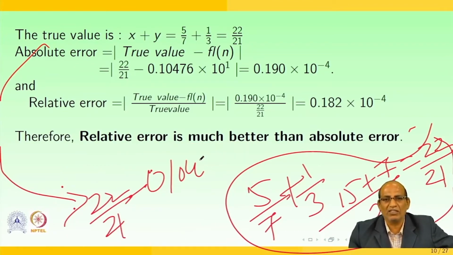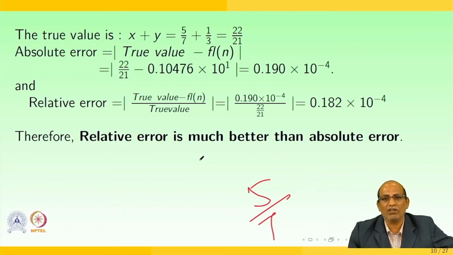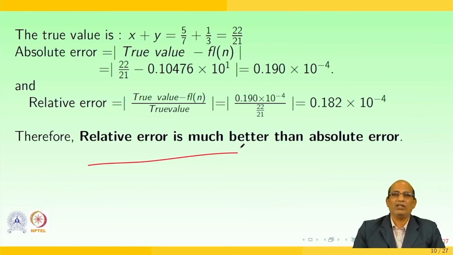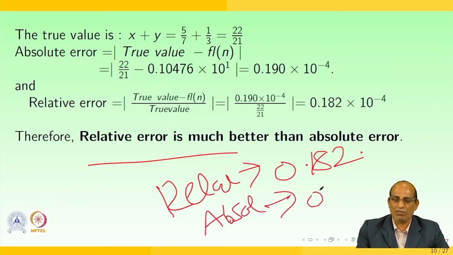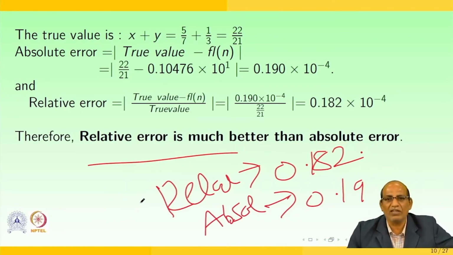So when you compute this, at the end the absolute error is 0.190 times 10 power 4 and the relative error turns out to be 0.182 times 10 power minus 4. Now you see, the relative error turns out to be 0.182 and the absolute error turns out to be 0.190. So therefore there is a huge difference between relative error and absolute error.